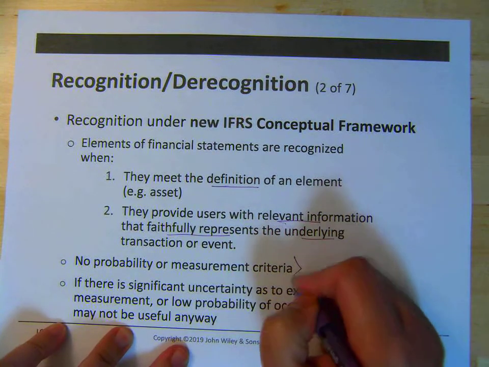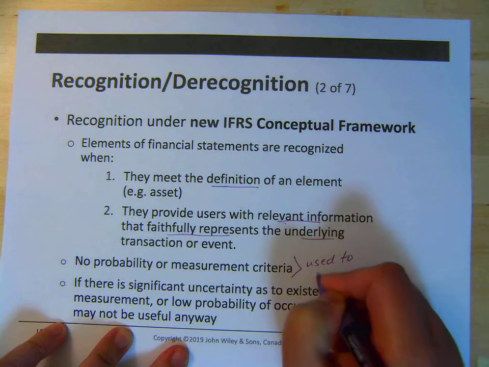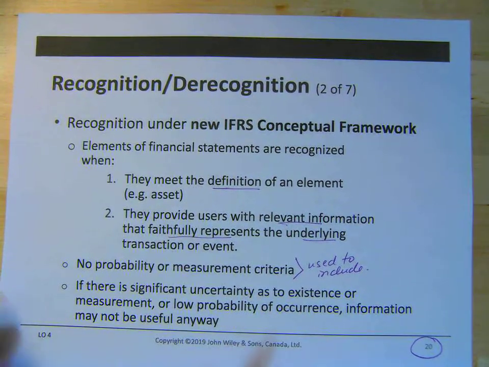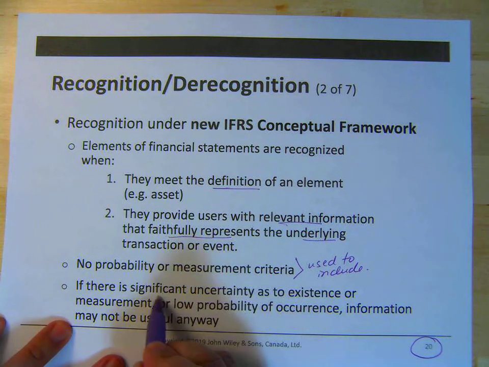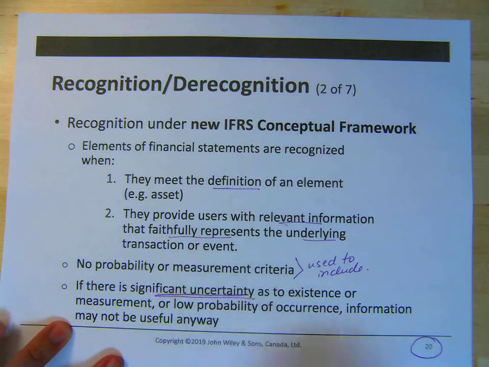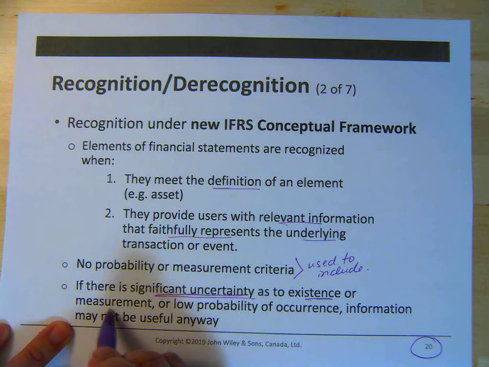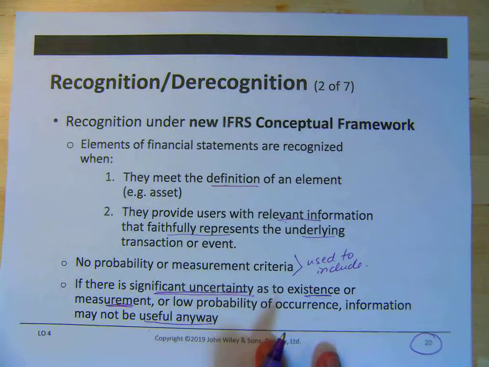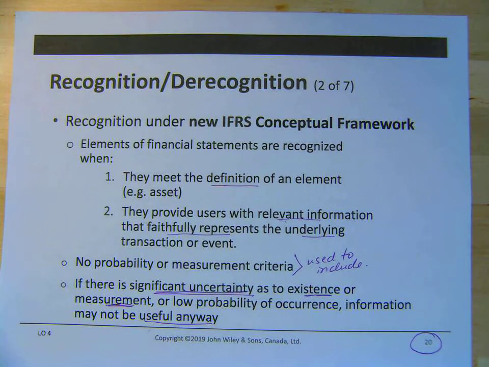They used to include this, they don't anymore. No probability or measurement criteria. But if there is significant uncertainty as to existence or measurement, say the stock market was in a really fast climb or really fast fall, the information may not be useful anyway, so you may not use it. Okay, and we'll talk about that when we get to financial investments.